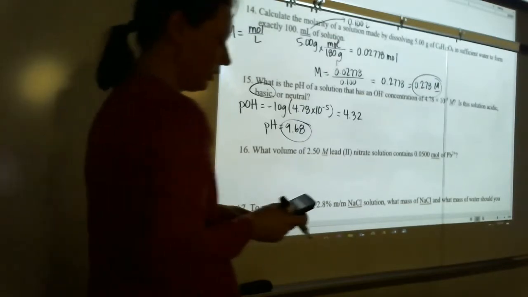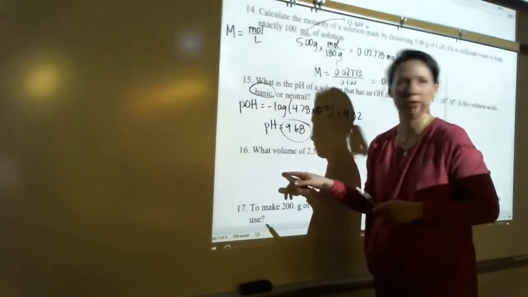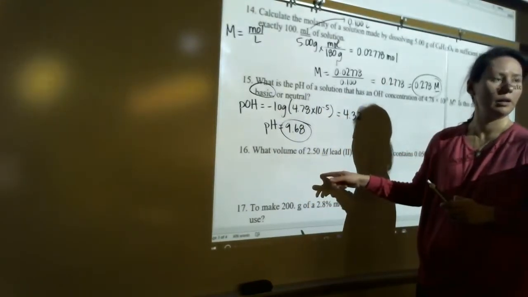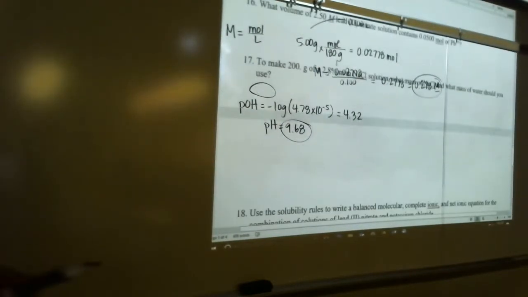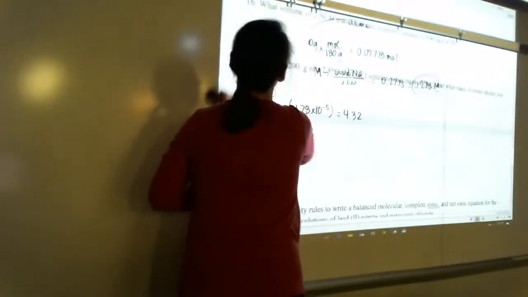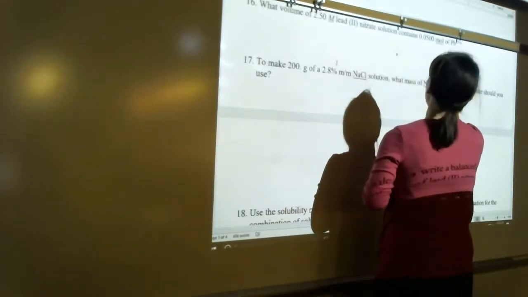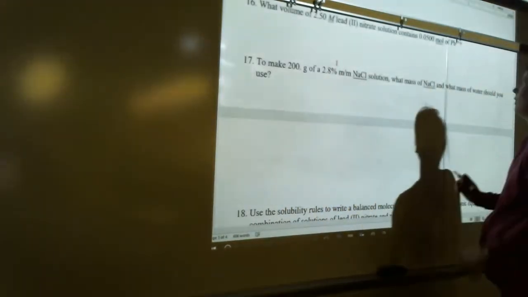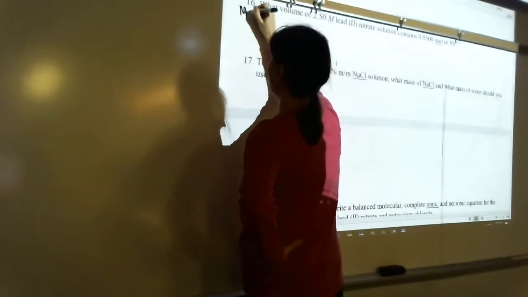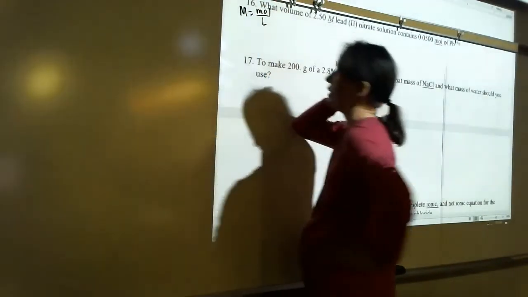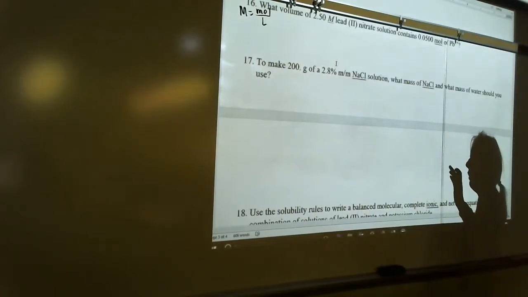Okay, let's do 16. Actually, you probably can't see if I write down here. Can you see in the back if I write right here? Okay, I'll just move it up. All right, what volume of 2.5 molar contains 0.05 moles of the cation? So if molarity is equal to moles over liters, do I have all the information I need to be able to solve this problem? I do, right? Because I can plug and I can solve for volume.